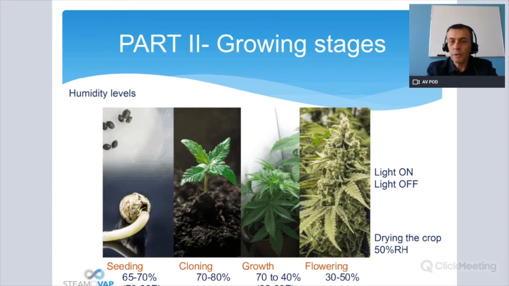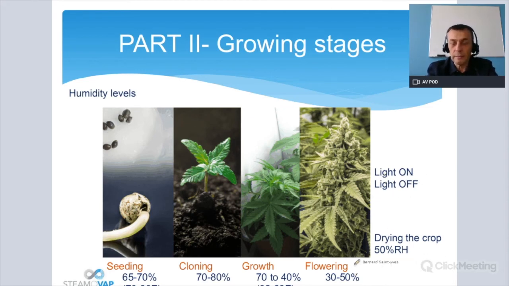The light is on most of the day. When I say most of the day, I mean most of the 24 hours period. I think it's 16 hours of light in the period of 24 hours. So it's a lot of light, more than what we need as a human being. And during the light off, all those set points can be reduced. So the set points that you see here are for the light on.